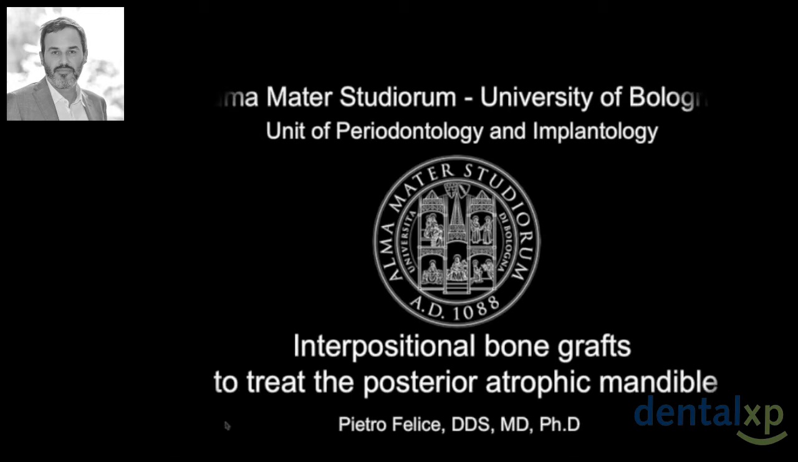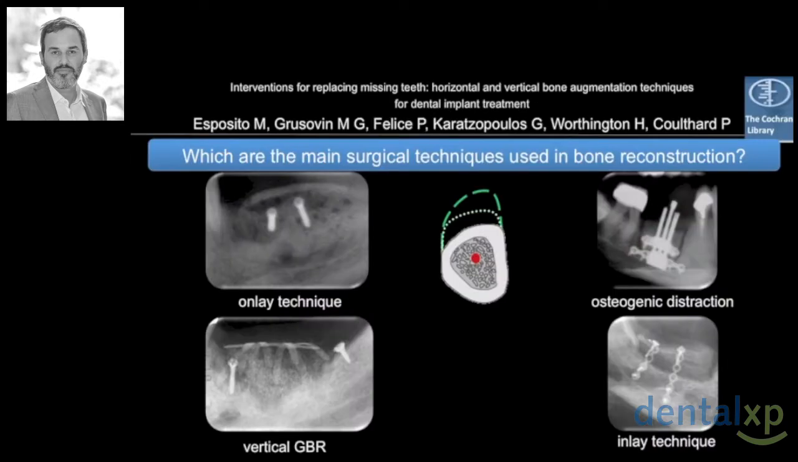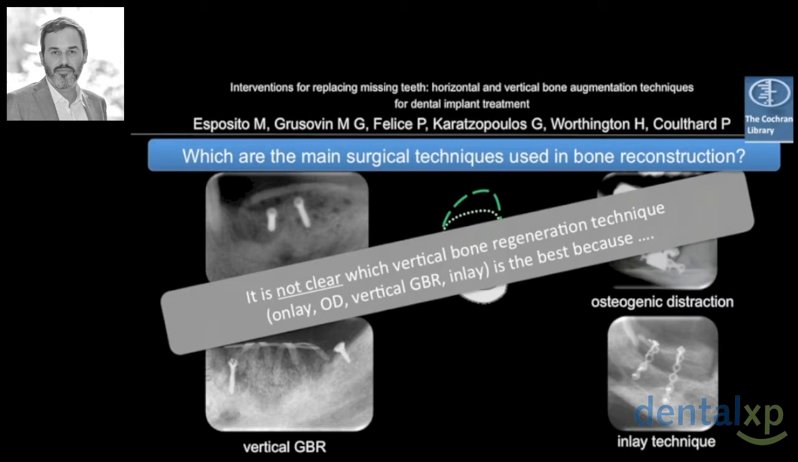Good afternoon, everyone. I will talk about using interpositional bone grafts to treat the posterior mandibular atrophy. The atrophy of the posterior mandible can be solved in a number of ways. But the first point to make clear is that no one technique is the best.